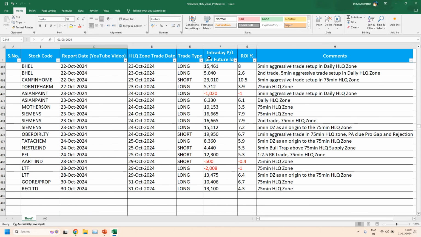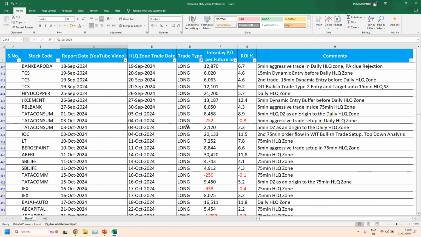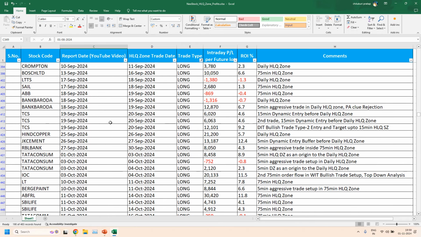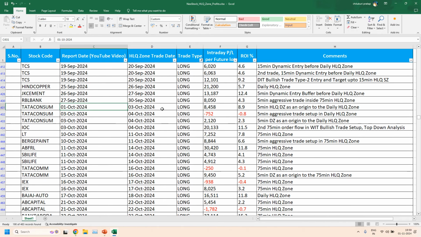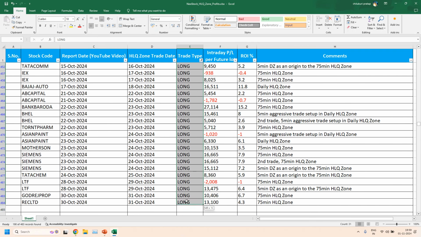Okay, now let me add the filter. Now you see you got all the long trades. We have to start from 1st October. See, this is 1st October. From 1st October, let us check how many.